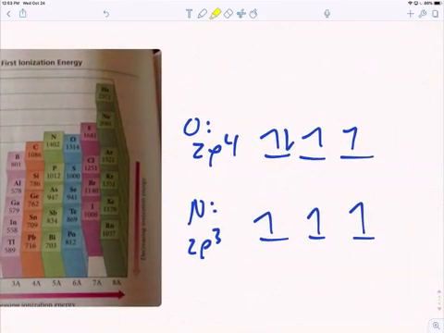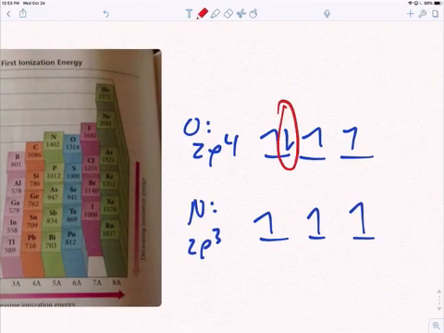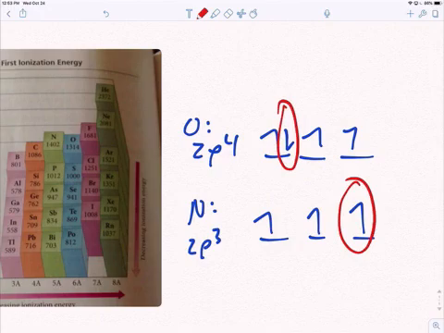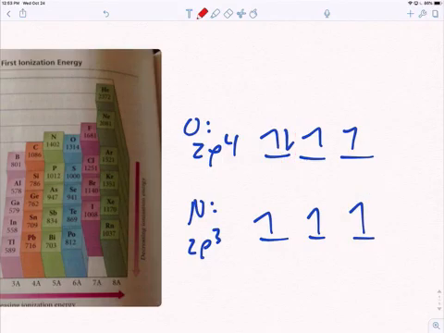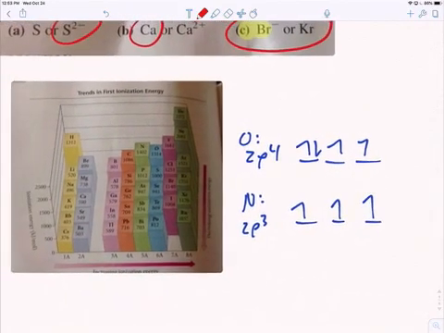Well, the idea is that it's easier to rip this electron off here than here, because the electron on oxygen is paired with another electron, and it's easier to rip it away because of the Coulombic repulsion. So the negative charges not liking each other, they rip away more easily. So that's more of an exception to the rule. You can see it's not a set rule.